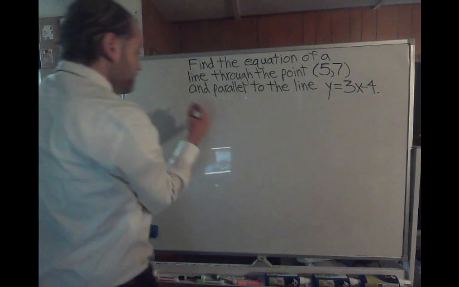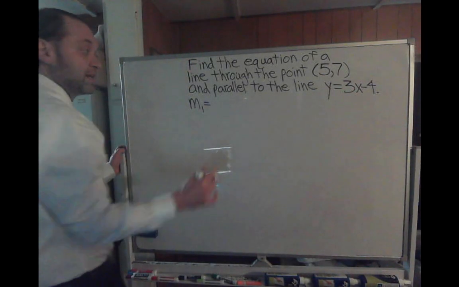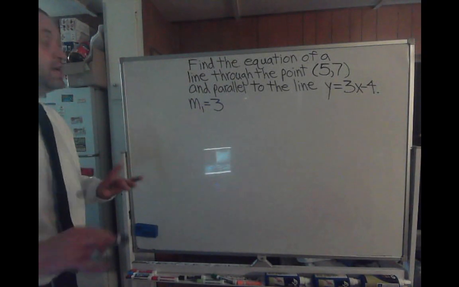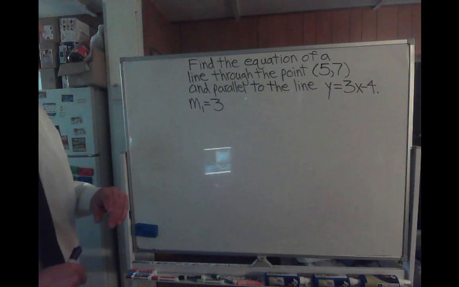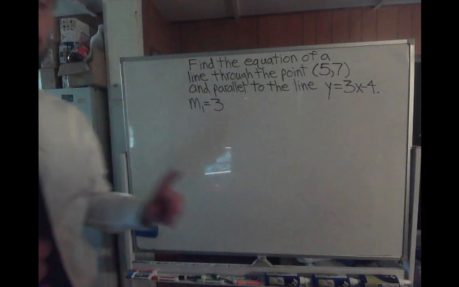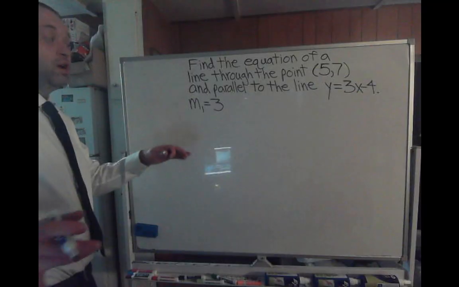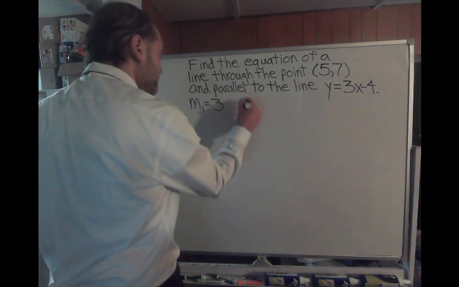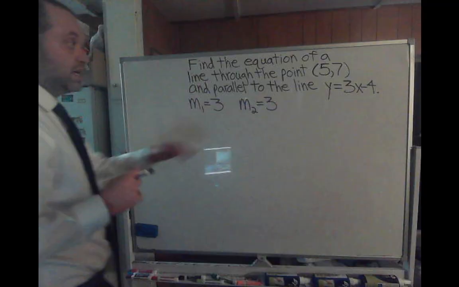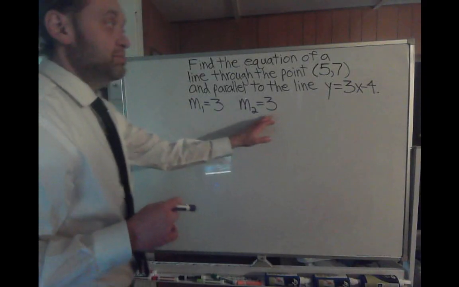What is the slope of that first line? It's going to be 3, right? Because it's in the form y equals mx plus b. So the first slope is 3. Now, if we want to find the equation of the line that goes through the point 5, 7 and is parallel to the line y equals 3x minus 4, that means in order for the line to be parallel, the second slope also has to be 3. They have to have the same slope for them to be parallel. So that means the slope of the line parallel to y equals 3x minus 4 going through the point 5, 7 also needs to be 3.